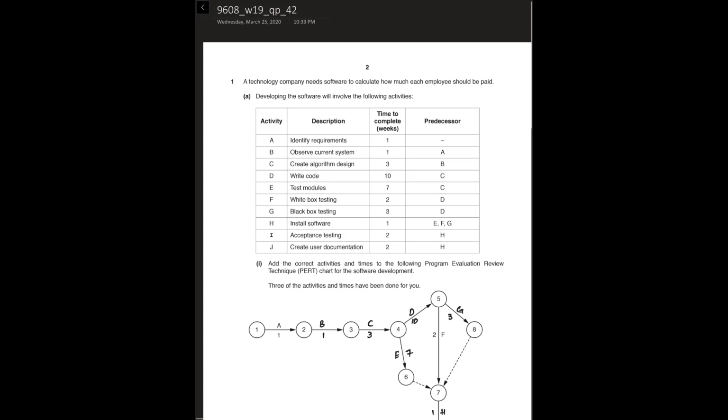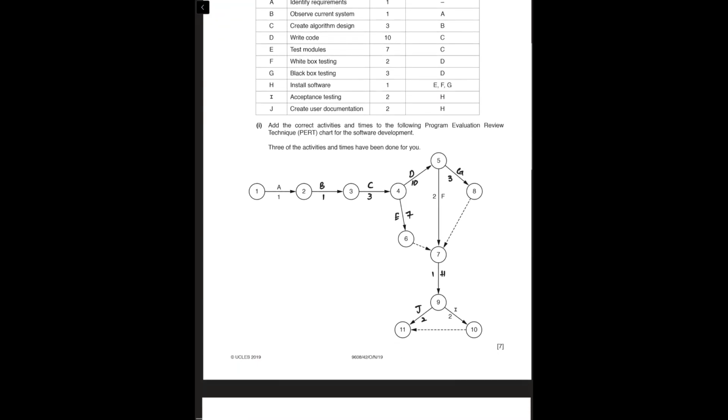But the thing is, H has all three, E, F, and G, as its predecessors. Since E is ending at node 6, and G is ending at node 8, and we want all these three to end at the same node, which is, let's say, 7, we have to make two dummy activities connecting 6 and 7, and 8 and 7, so that we can start H afterwards. So H finished in 1 week, and then we have I.